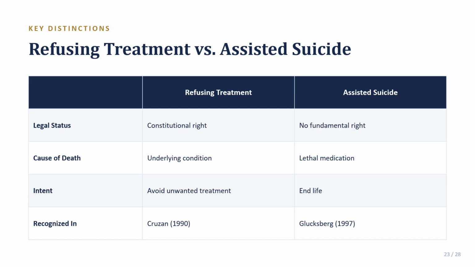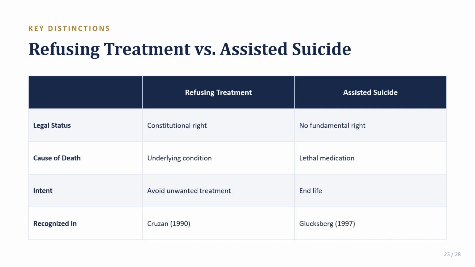Intent: in refusing treatment, the patient's intent is toward avoiding unwanted medical intervention. In assisted suicide, the intent is specifically to end their life. And then recognized in Cruzan, 1990, the right to refuse treatment; Glucksberg, 1997, the rejection of any fundamental right to assisted suicide. So if a state legislature wanted to legalize physician-assisted death within its own borders, as a number of states have done, would Glucksberg stop it from doing so? No.